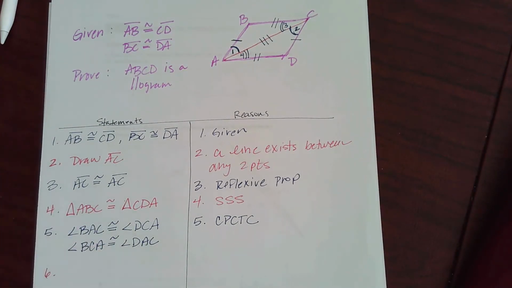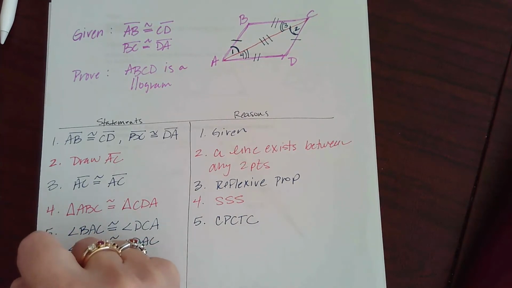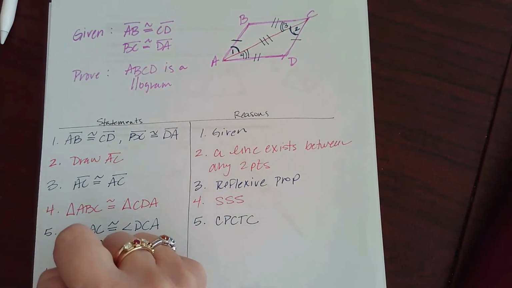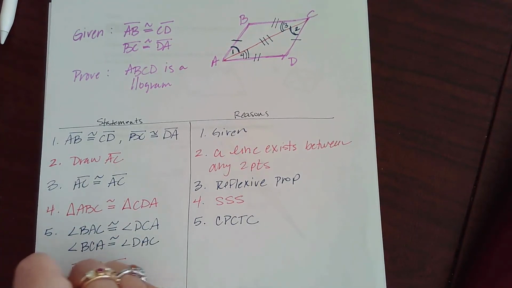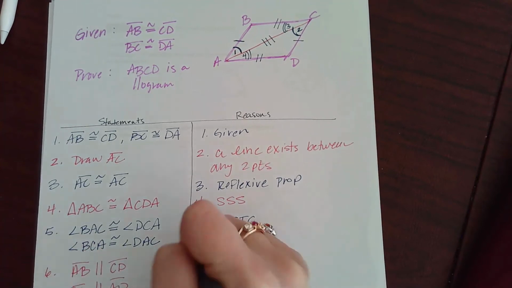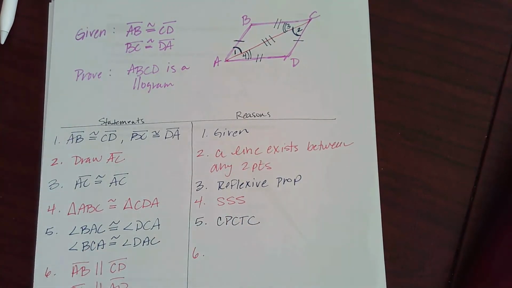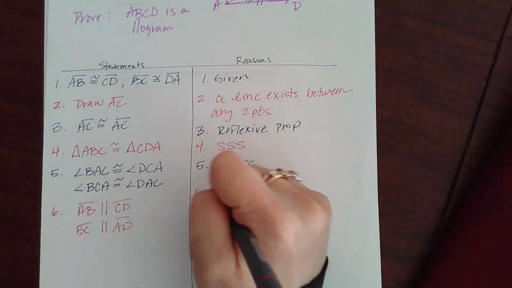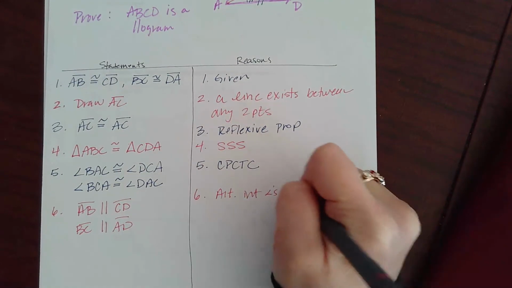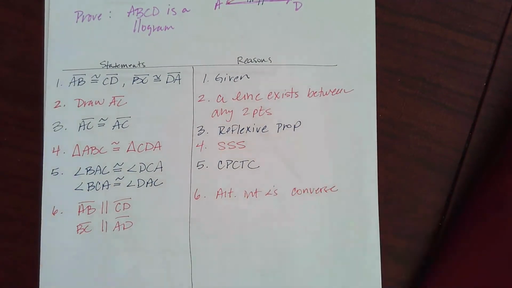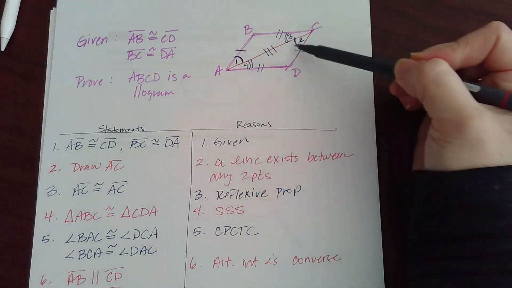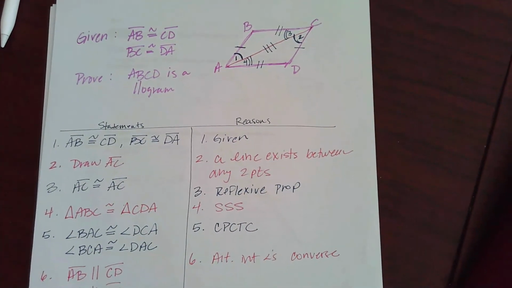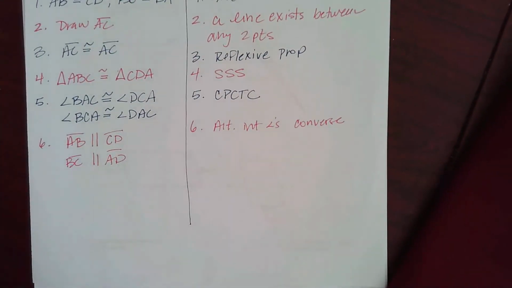All right, so now that we've shown that alternate interior angles are congruent, we can state that AB is parallel to CD, and we can state that BC is parallel to AD. And the reason we know that is the alternate interior angles converse. So if you remember, the converse basically says you can show that alternate interior angles are congruent, which is what we did up here in our proof. We showed that alternate interior angles are congruent. Then you know the lines have to be parallel. So that's what that converse is stating.